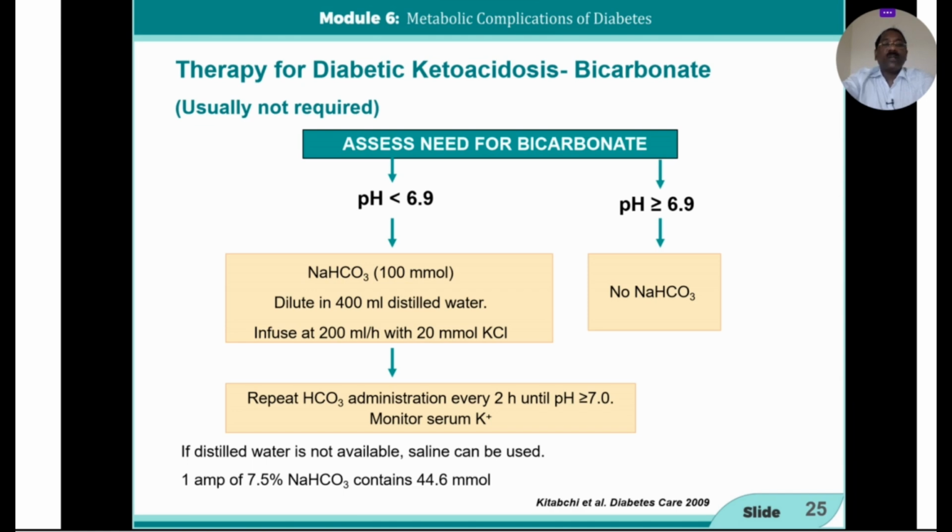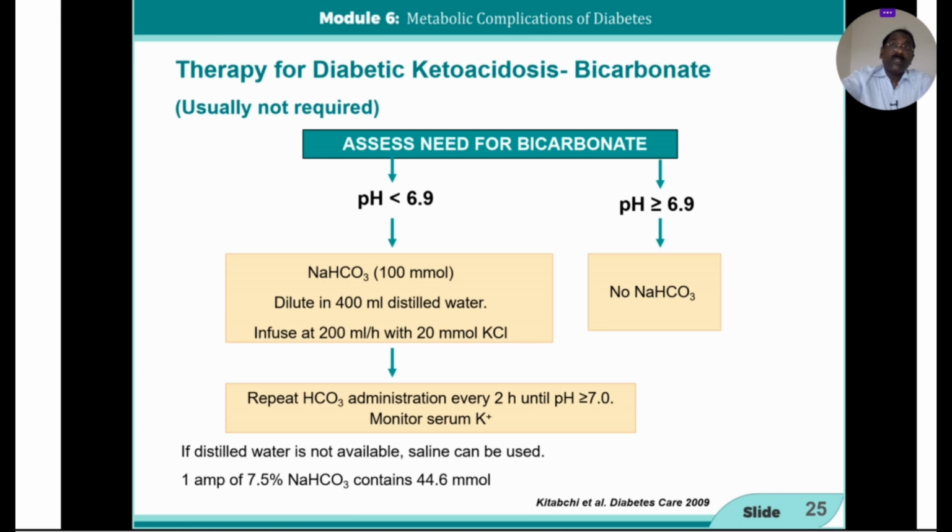So here, when it is less than 6.9, you can give bicarbonate 100 millimoles, diluted in about 400 ml of distilled water, and infuse at a rate of 200 ml per hour with 20 millimoles of potassium chloride. Repeat the bicarbonate administration every 2 hours until the pH is more than 7. Monitor the serum potassium levels. If the distilled water is not available, saline can be used here. One ampule of the 7.5% soda bicarbonate contains about 44.6 millimoles of soda bicarbonate.